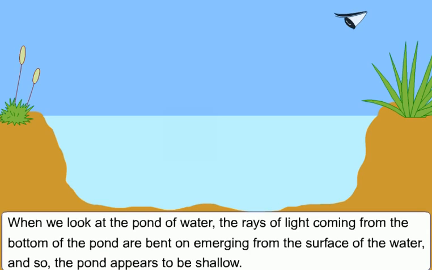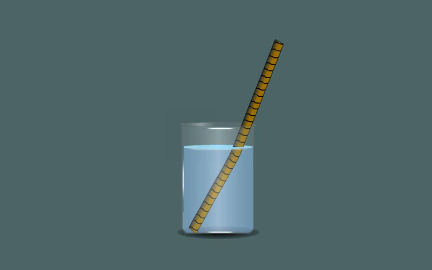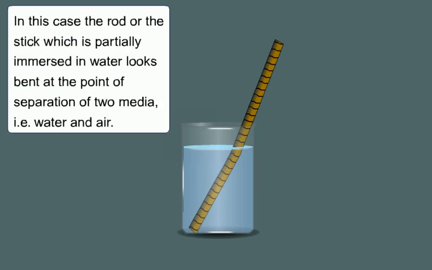Students, when we look at a pond of water, the rays of light coming from the bottom of the pond are bent on emerging from the surface of the water, and so the pond appears to be shallow. If a rod is partially immersed in a trough, it behaves the same as a stick put in the water of the pond. In this case, the rod or stick which is partially immersed in water looks bent at the point of separation of the two media, that is, water and air.